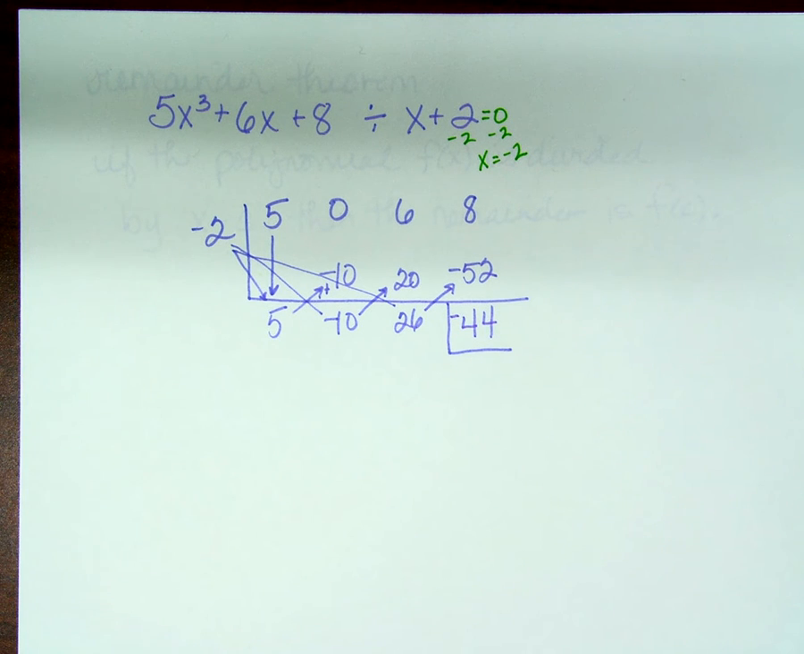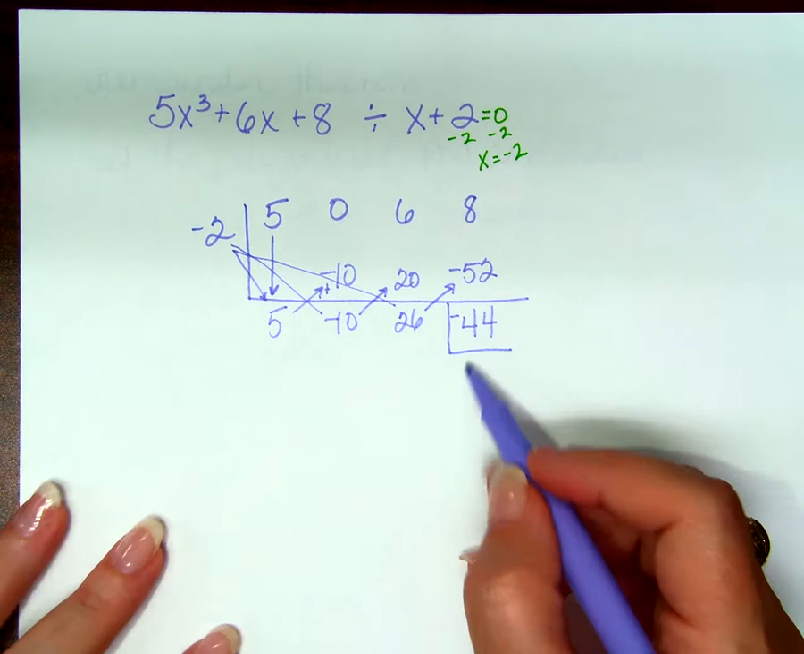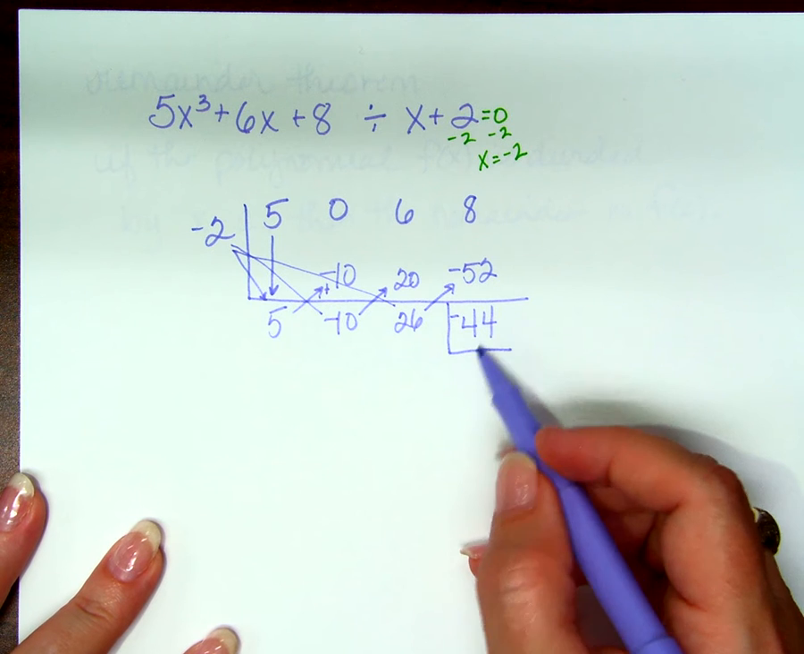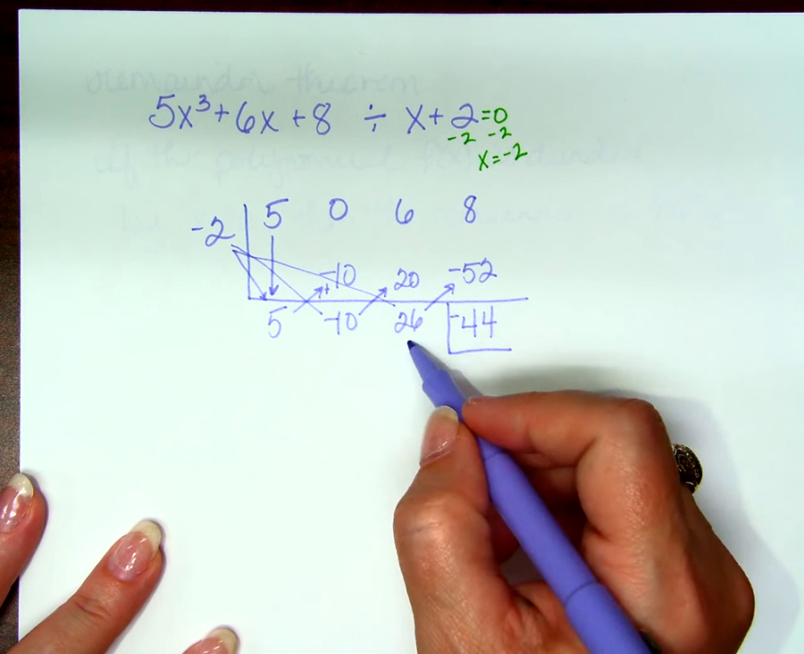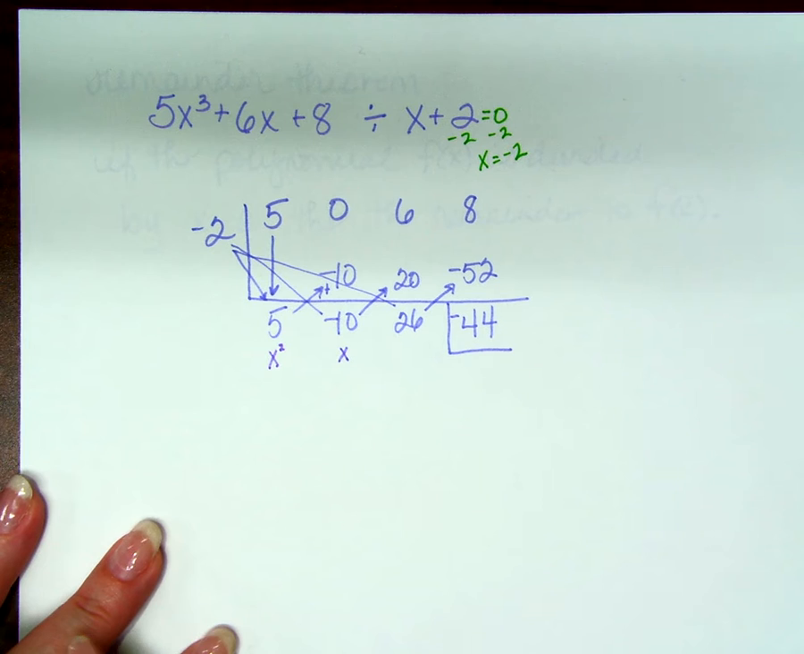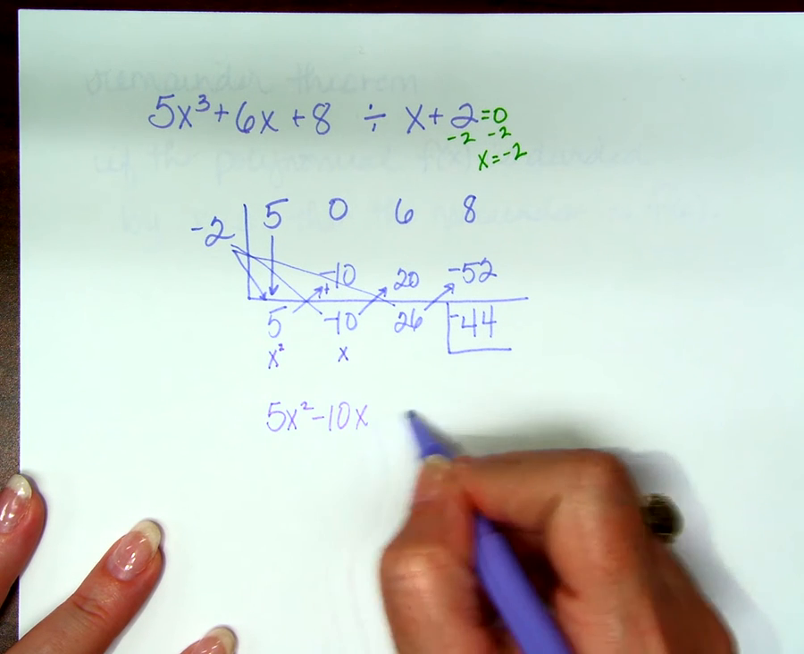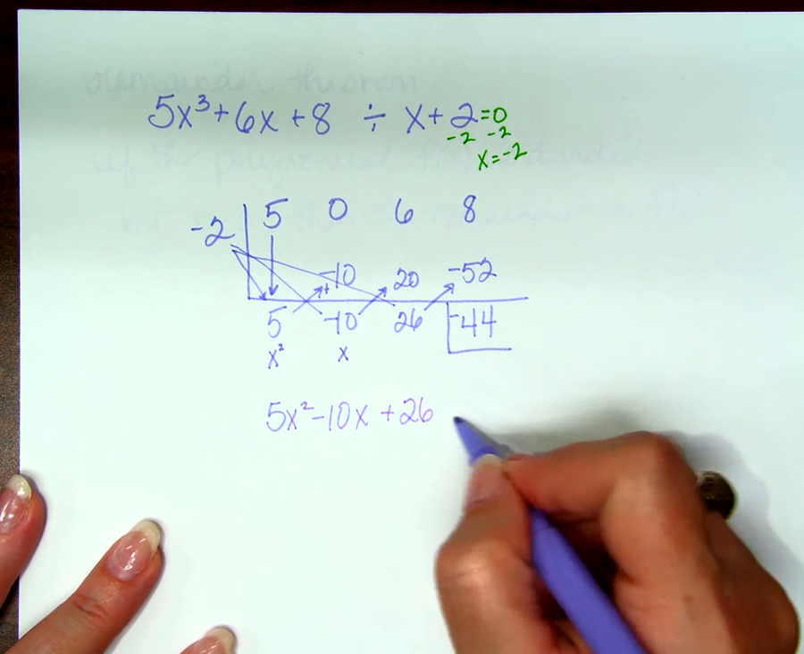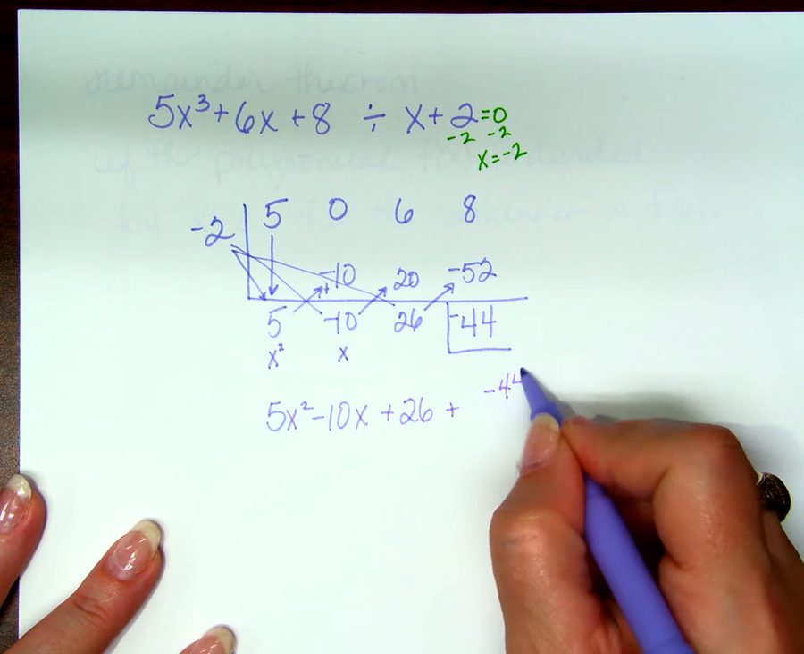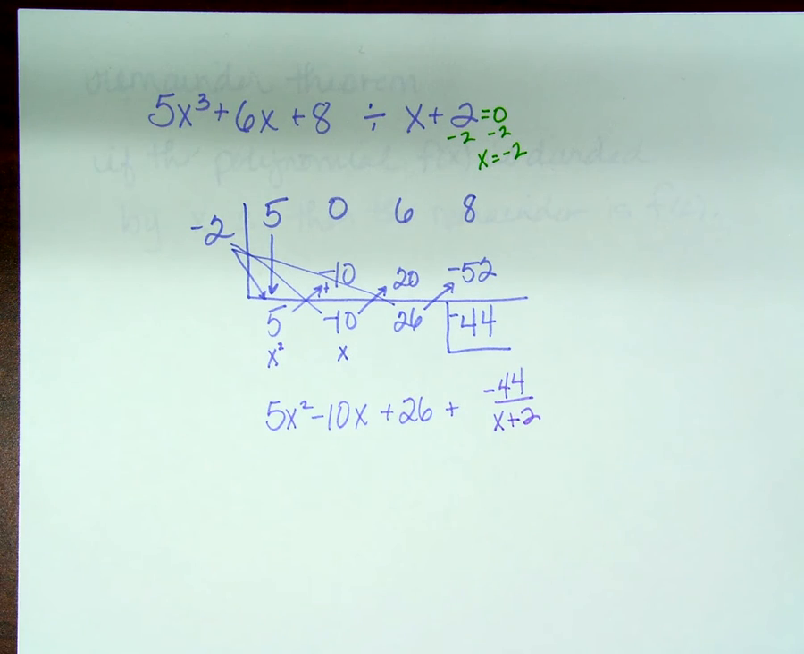What do you think? Do you remember synthetic division? Yeah, we have to write the answer next, right? So this is the remainder. The one right beside that is the constant. The one right beside that is the x term, and the one right beside that is the x squared term. So you are correct. It is 5x squared minus 10x plus 26, and then plus -44 over x plus 2, because that's what I was originally dividing by.